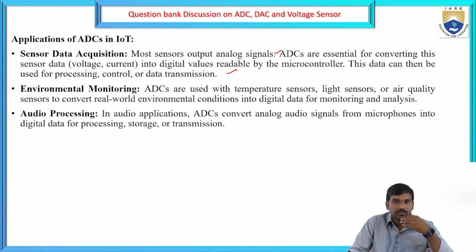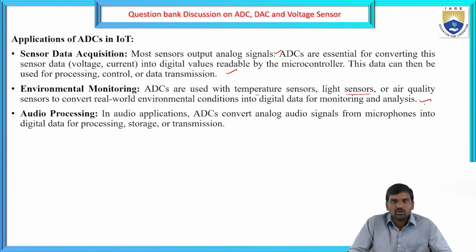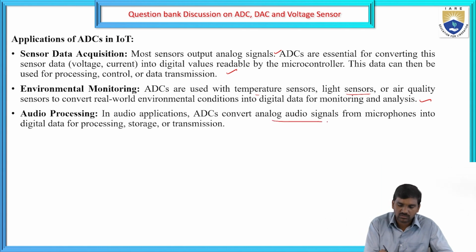This data can then be used for processing, control, and data transmission. In environmental monitoring, ADCs are used with temperature sensors, light sensors, or air quality sensors to convert real world environmental conditions into digital data for monitoring and analysis. In audio applications, ADCs convert analog audio signals from microphones into digital data for processing, storage, or transmission.